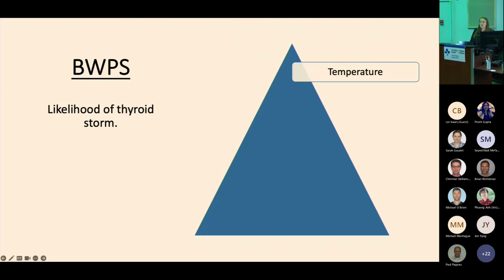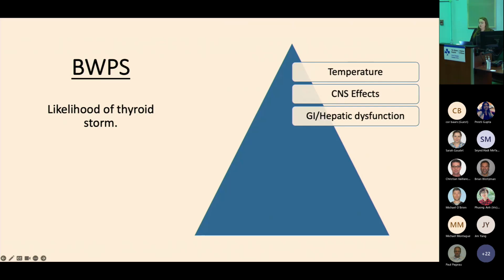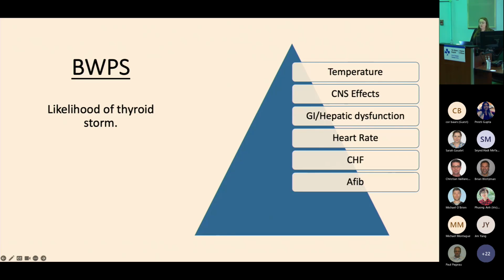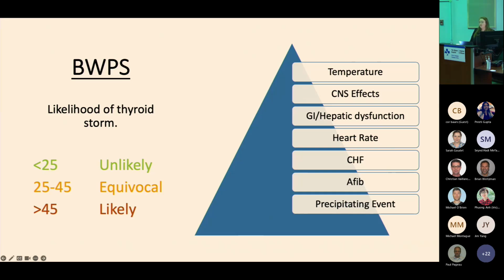And ultimately, this tool is quite easy to use. It relies on a mixture of clinical signs and symptoms to achieve a score indicative of the likelihood of thyroid storm. So things such as scores are given, for example, for temperature, CNS effects, GI and hepatic dysfunction, heart rate, stage, AFib, and precipitating events. A score less than 25 is considered to be unlikely thyroid storm. A score between 25 and 45 is equivocal, and a score more than 45 is likely.